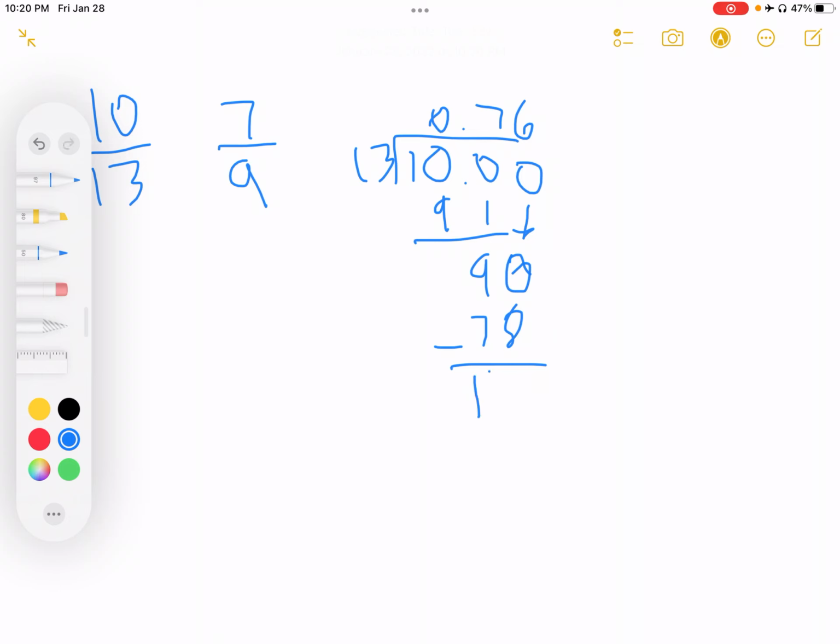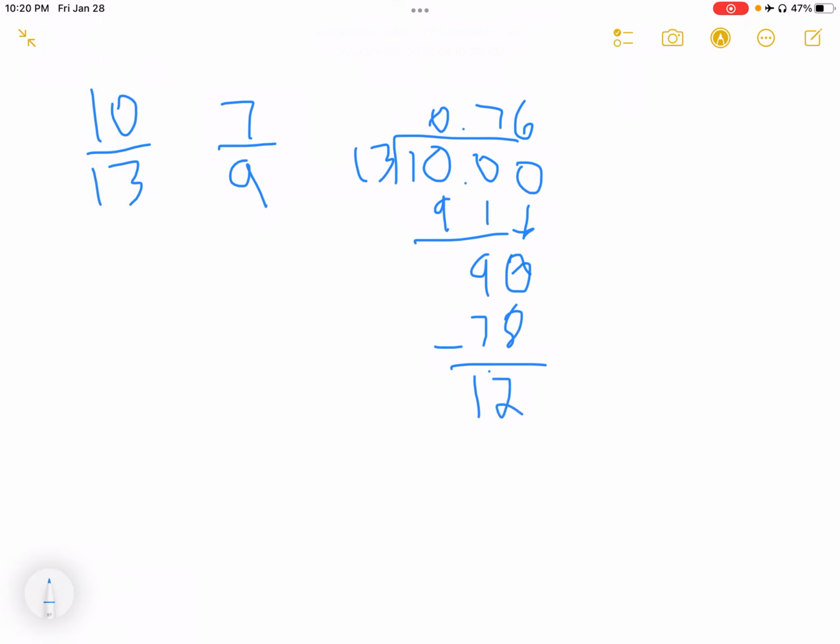This is 12, right? I put this in the wrong spot. So this is 12. I'm going to put my 0 back here, and then let's draw another one. So 7, 6, and I put 1 there, but it's 12.